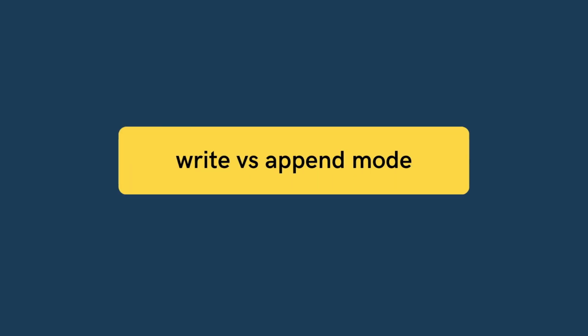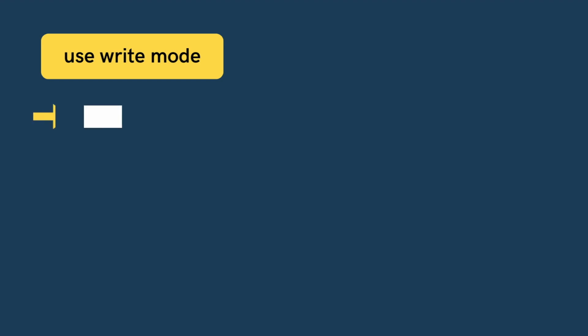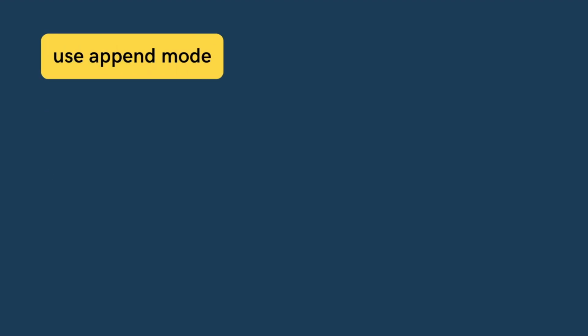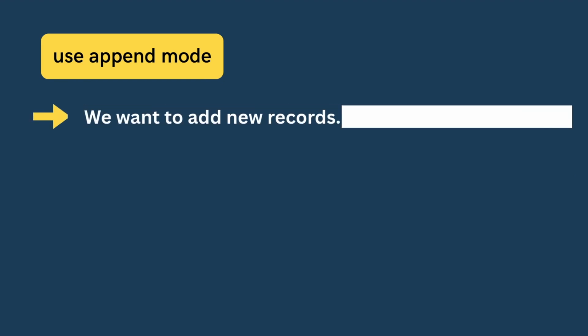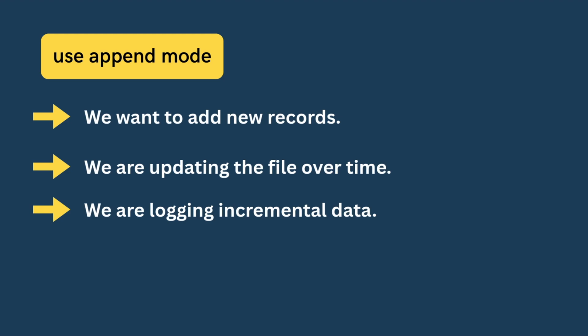Now let's see when to use write versus append. We use write mode when we want a fresh report and we want to regenerate the file from scratch. We use append mode when we want to add new records, we are updating the file over time, and we are logging incremental data. Understanding this difference is important because using write mode by mistake can delete existing data.